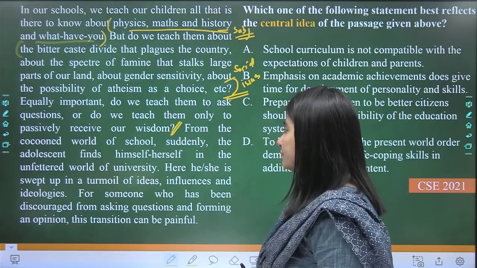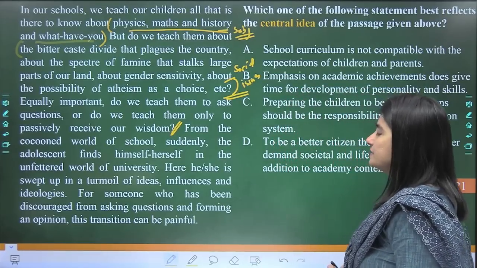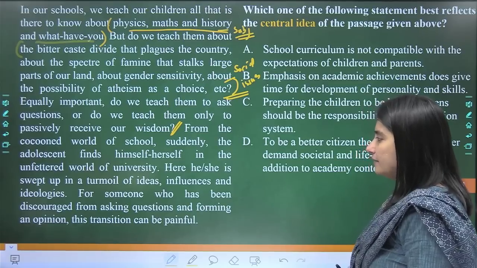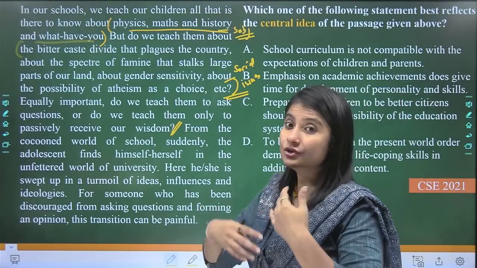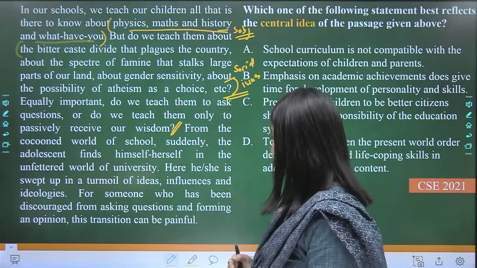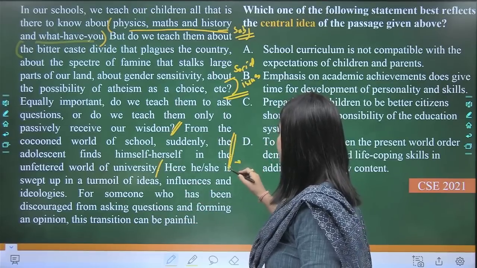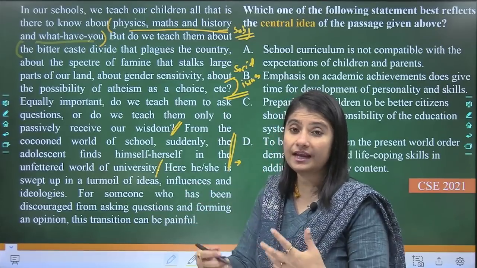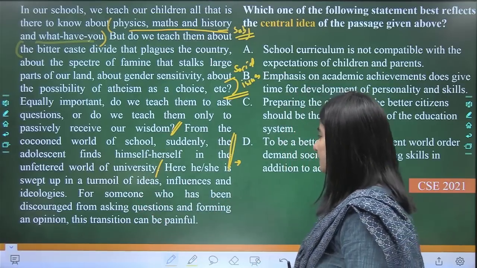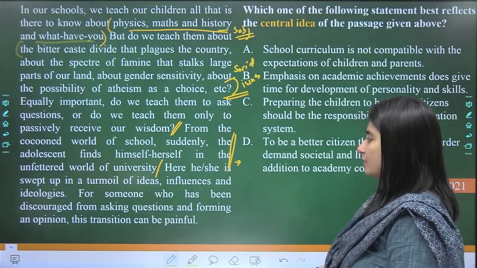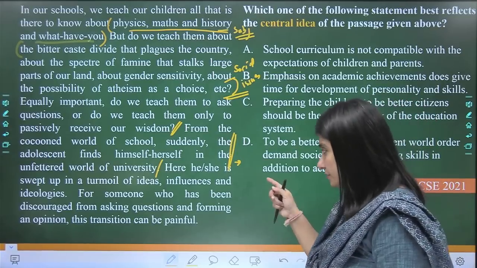From the cocooned world of school, suddenly the adolescent finds himself or herself in the unfettered world of university. So now we're talking about the child growing up from school to university. This is just a transitionary statement wherein we're talking about what will happen when the kid gets out of school and faces the real world. Here, he or she is swept up in a turmoil of ideas, influences and ideologies. Yes, there will be a lot of exposure.